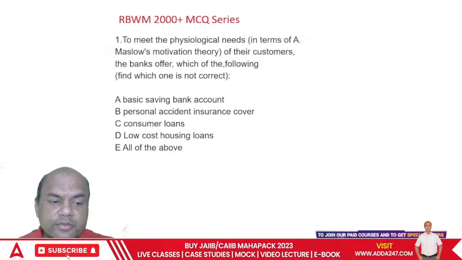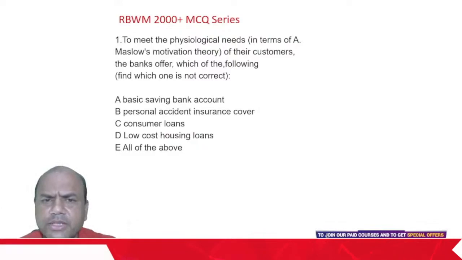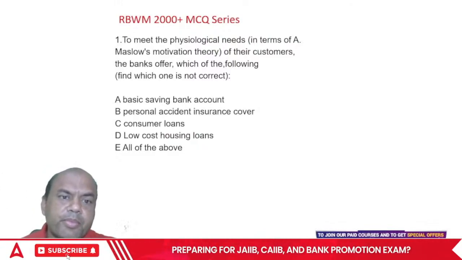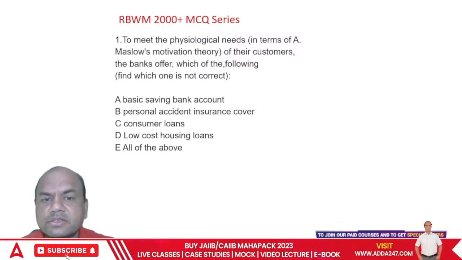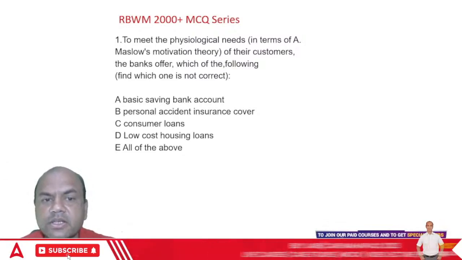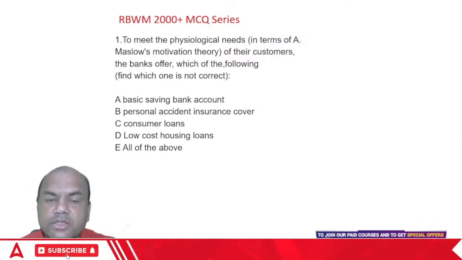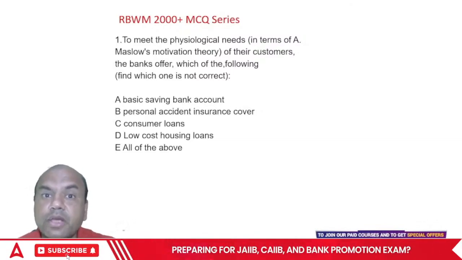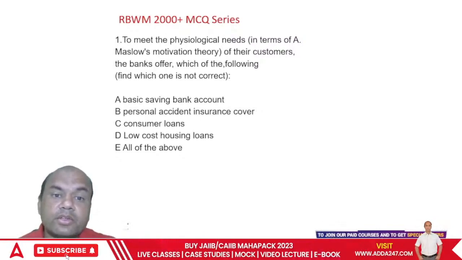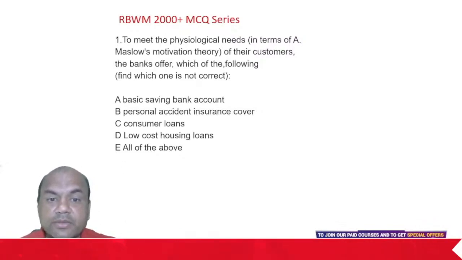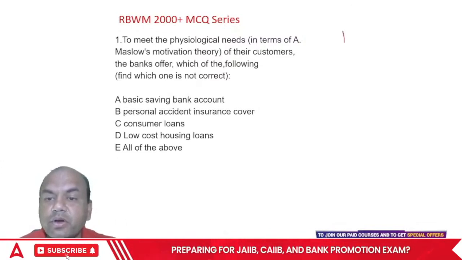So let's start. First one. Maximum we'll try to cover. To meet the physiological needs in terms of Maslow's motivation theory of the customers, the bank offers which of the following products? Now we'll do it fast because we have almost 20 questions in half an hour. So to meet the physiological needs as per Maslow's theory. Maslow's theory means what? Do it fast now.